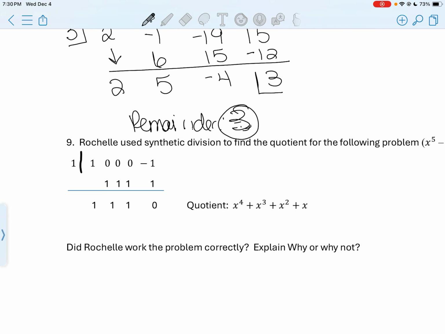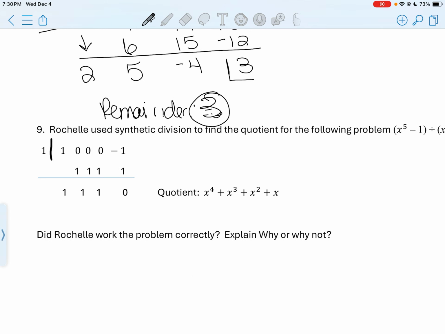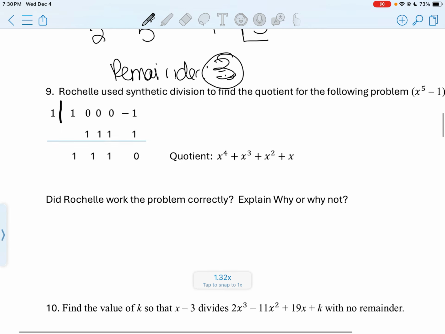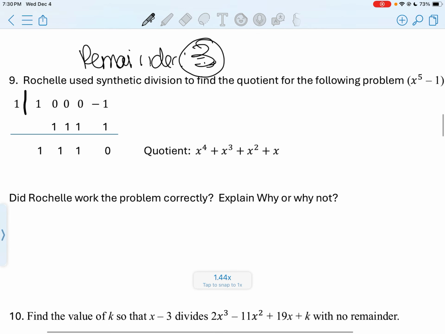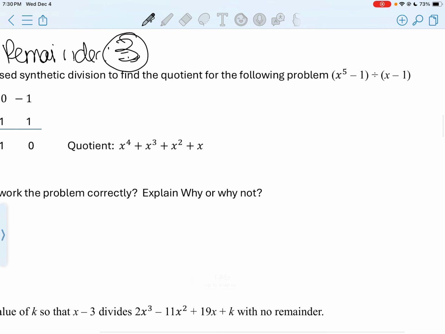Rochelle used synthetic division to find the quotient of the following problem: x to the fifth minus 1 divided by x minus 1. Did Rochelle work the problem correctly? Why or why not? So let's set it up and use synthetic division. My divisor is x minus 1, so I'm going to have a positive 1 right here.